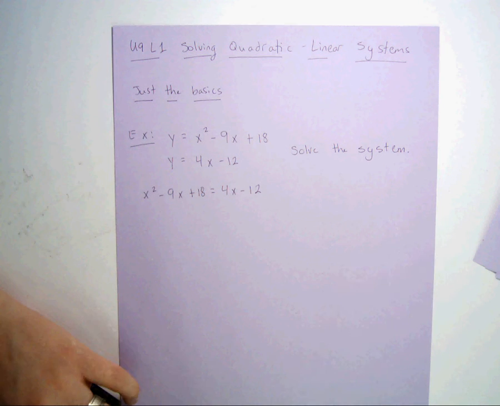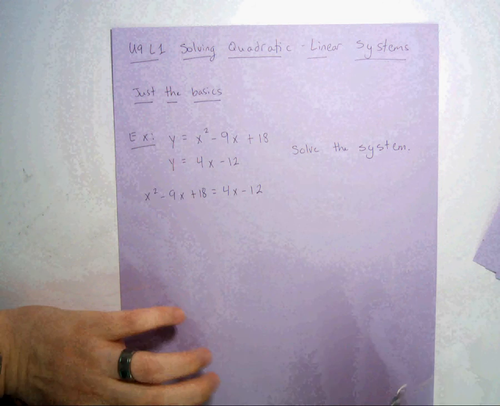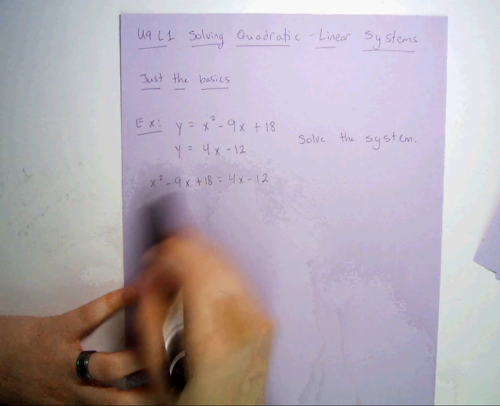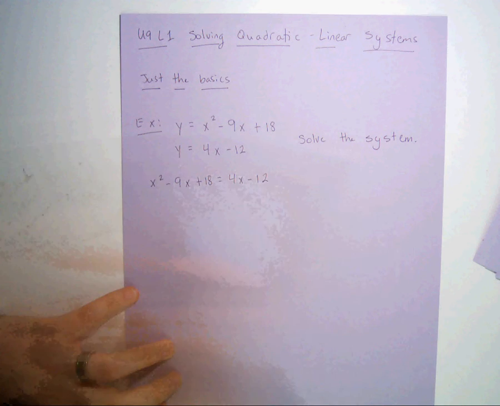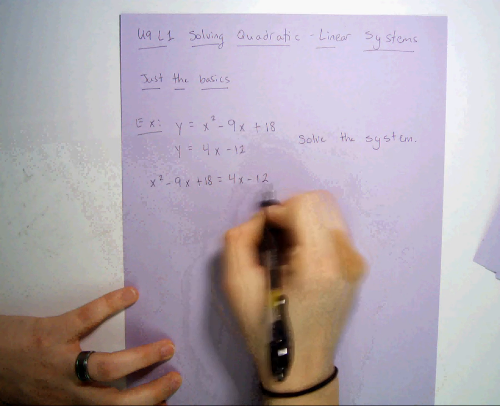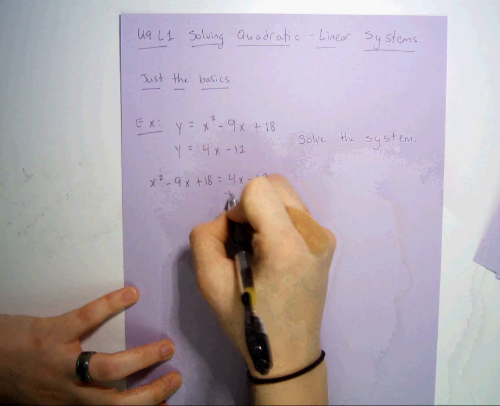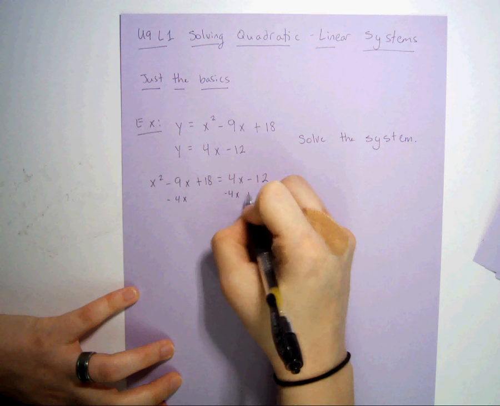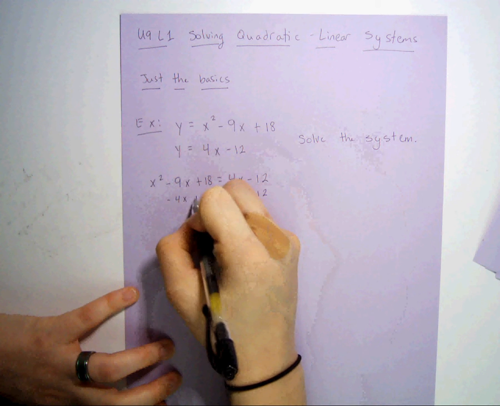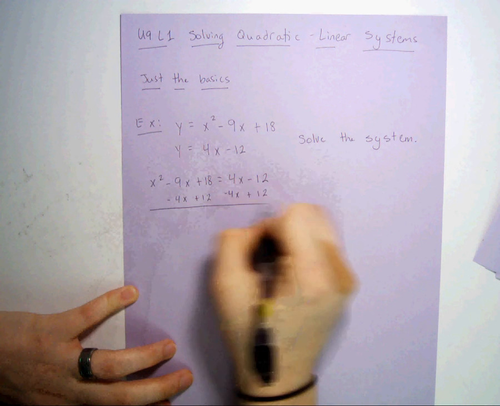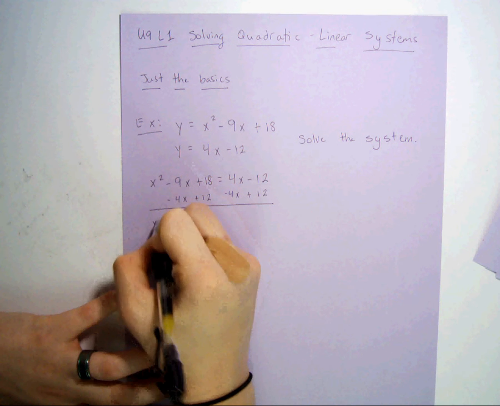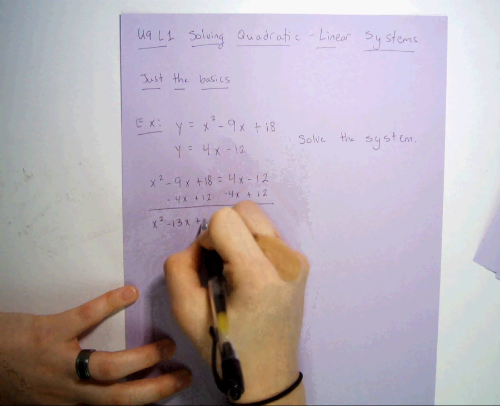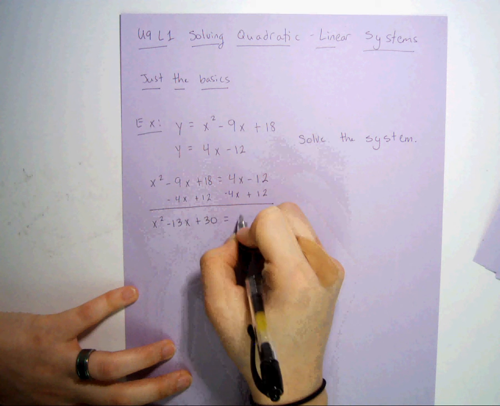Now this is just a funky looking quadratic, and we're used to solving quadratics, and we have a couple of different ways that we can. But first and foremost, to solve this, I have to have all my stuff on one side. I need 0 on this side. So I'm going to subtract 4x, and I will add 12 and add 12. My x squared comes down, minus 13x plus 30 equals 0.